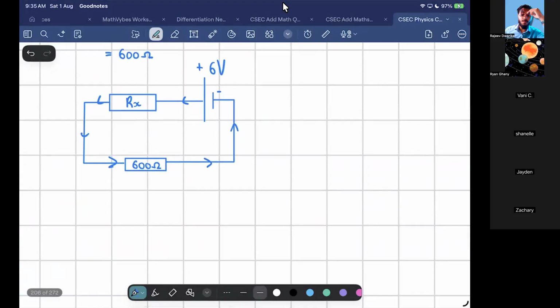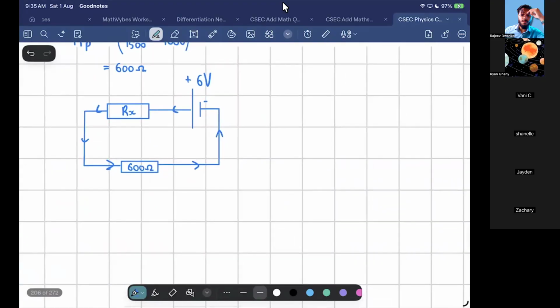So we are at a very simple stage now. Chanel, as it stands, what kind of circuit is that? Series or parallel? Series. This is a series circuit, Vani. Vani, you agree? Yes, sir.